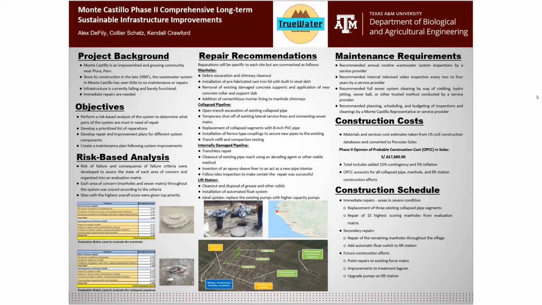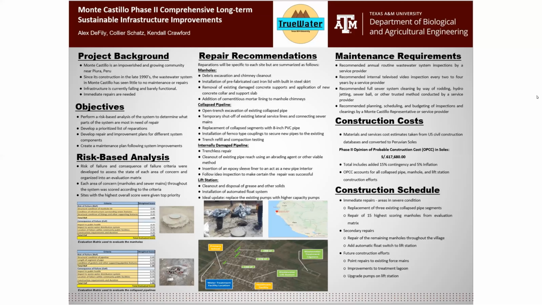For our repairs, we wanted to keep everything as simple and straightforward as possible for cost purposes, and because, being a rural village in Peru, they're probably going to have a lack of resources. So the repairs are specific to each individual site, but we summarize them as follows. The manholes each need to be excavated and cleaned out first before any repairs or additions can be made to them. And any manhole missing a lid or with a damaged lid needs a new prefabricated lid with a built-in skirt. And all the damaged concrete around the manhole, which is really its main support system, needs to be replaced. And we recommended that each manhole receive a cementitious mortar lining, and that will help ensure that it lasts a lot longer than before.